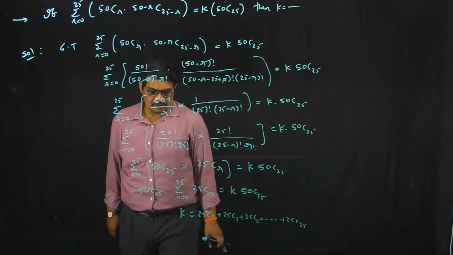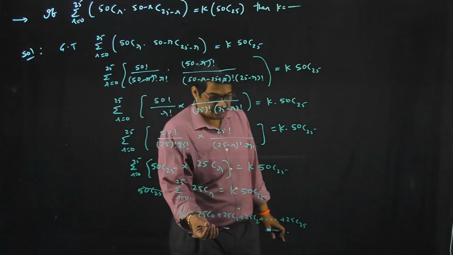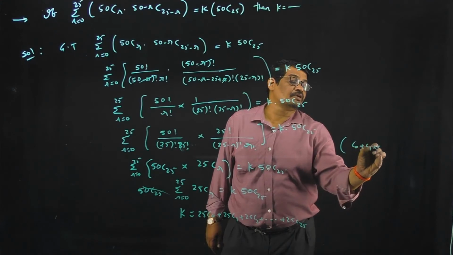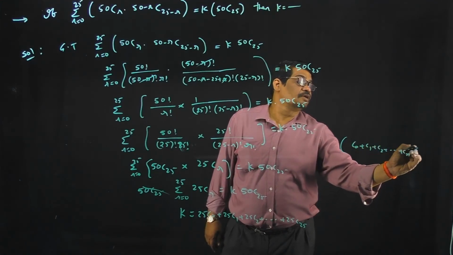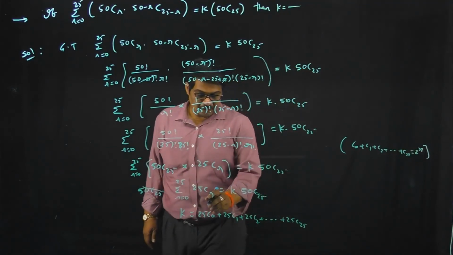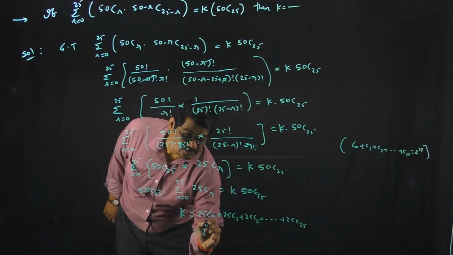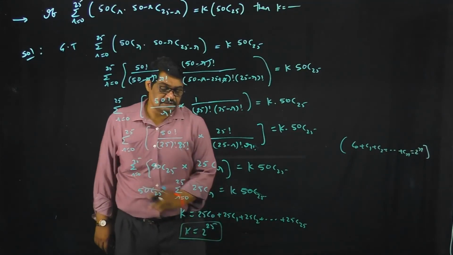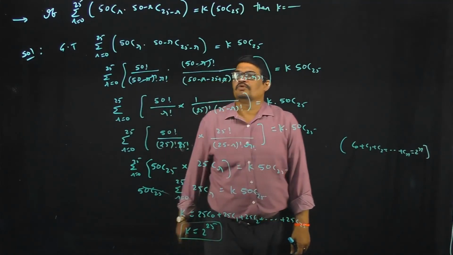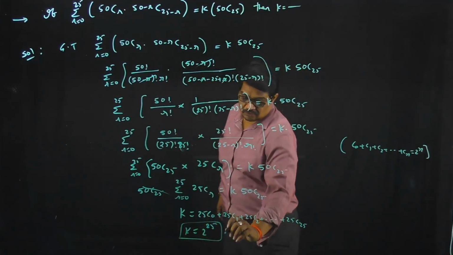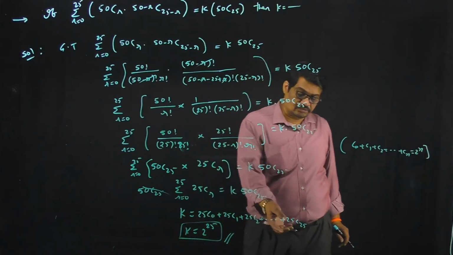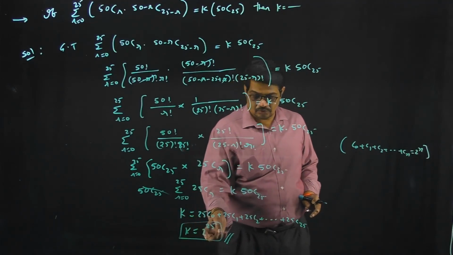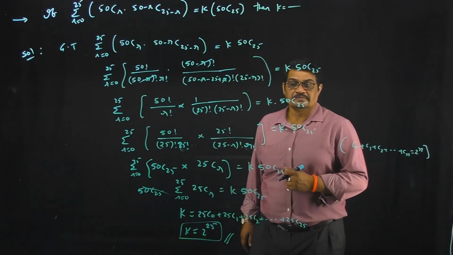This is the sum of binomial coefficients. So what is the formula? The sum of the binomial coefficients, C0 plus C1 plus C2 and so on, Cn, is 2 to the power of n. Here n is 25, so this value is 2 to the power of 25. Therefore, the value of k is 2 to the power of 25. The sum of the binomial coefficients is 2 to the power of n, here n is 25, so k is 2 to the power of 25.